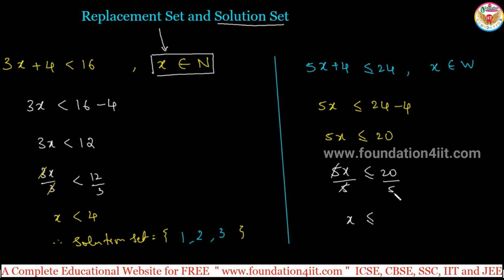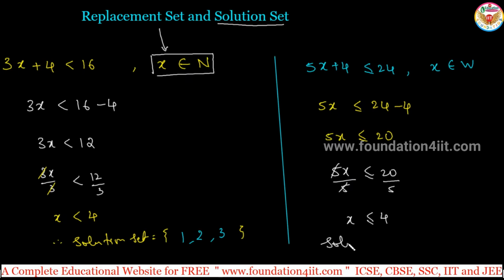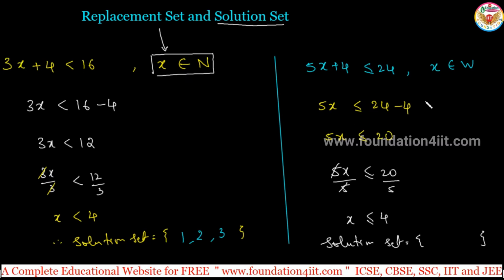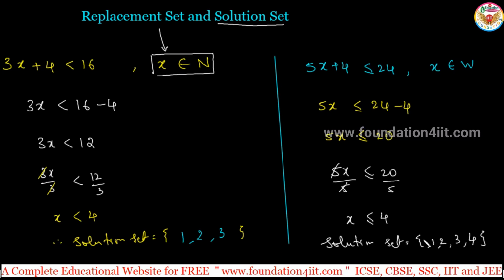X is less than or equal to 20 divided by 5, which is 4. Here, x is less than or equal to 4. So the solution set we can write only from the whole numbers. Whole numbers start with 0, 1, 2, 3, 4, 5, 6, and so on, right? But the x value is less than or equal to 4, so 4 is also included: 4, 3, 2, 1 and 0. So 0, 1, 2, 3, 4 is the solution set.